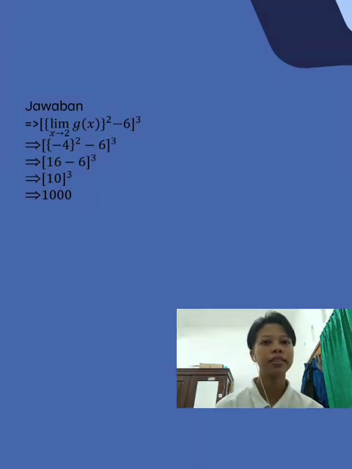So write down the question again and use the limit of g(x), which is already -4. So (-4) squared minus 6, cubed. We find that it's 16 minus 6, cubed. 16 minus 6 equals 10, so 10 cubed equals 1000. So the answer is 1000.